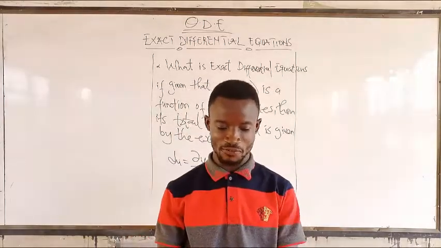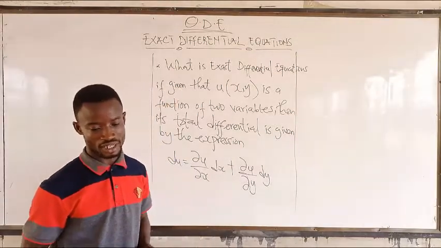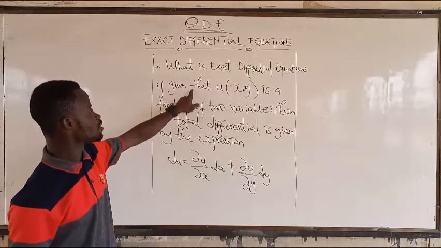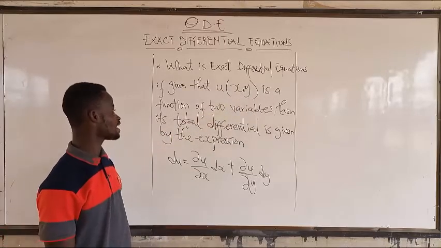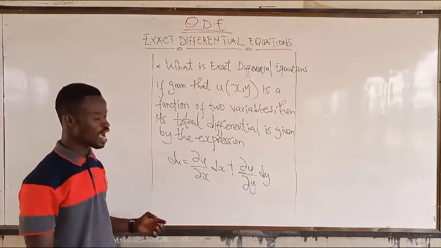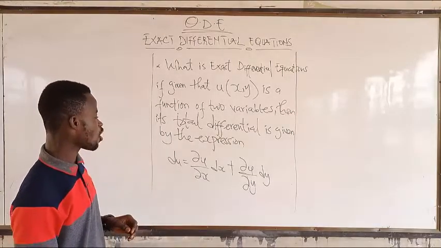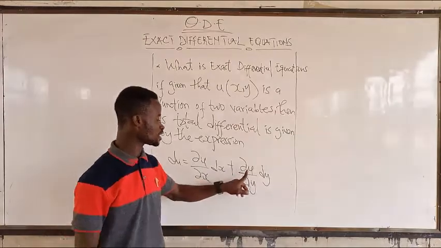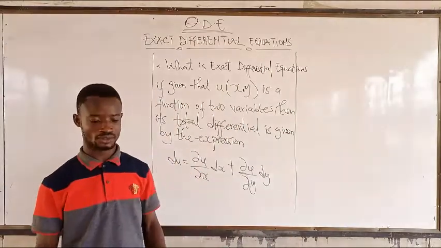Let's go and look at our first question. Determine the total differential of the following functions. Don't forget that if u of x, y is a function of two variables, then its total differential is given by this expression. Whenever you are to find the total differential of a function, it means you take the partial derivative of u with respect to x, then the partial derivative of u with respect to y. That is why I showed you how to do that.